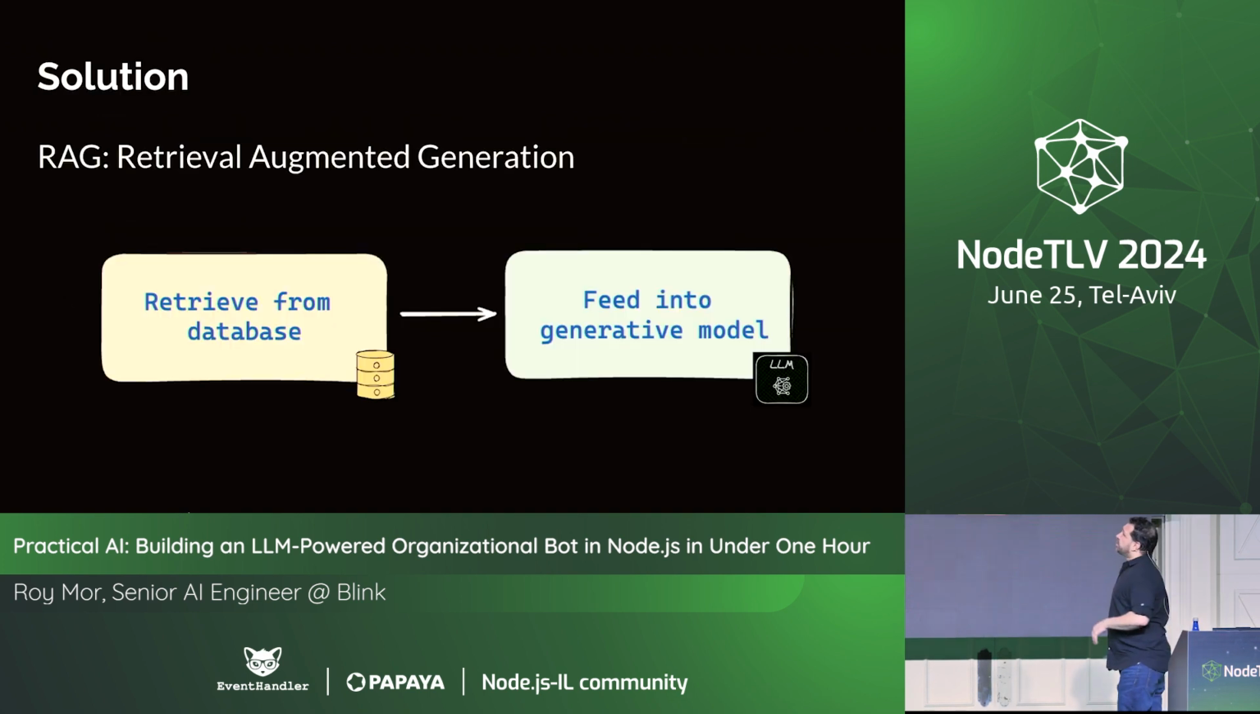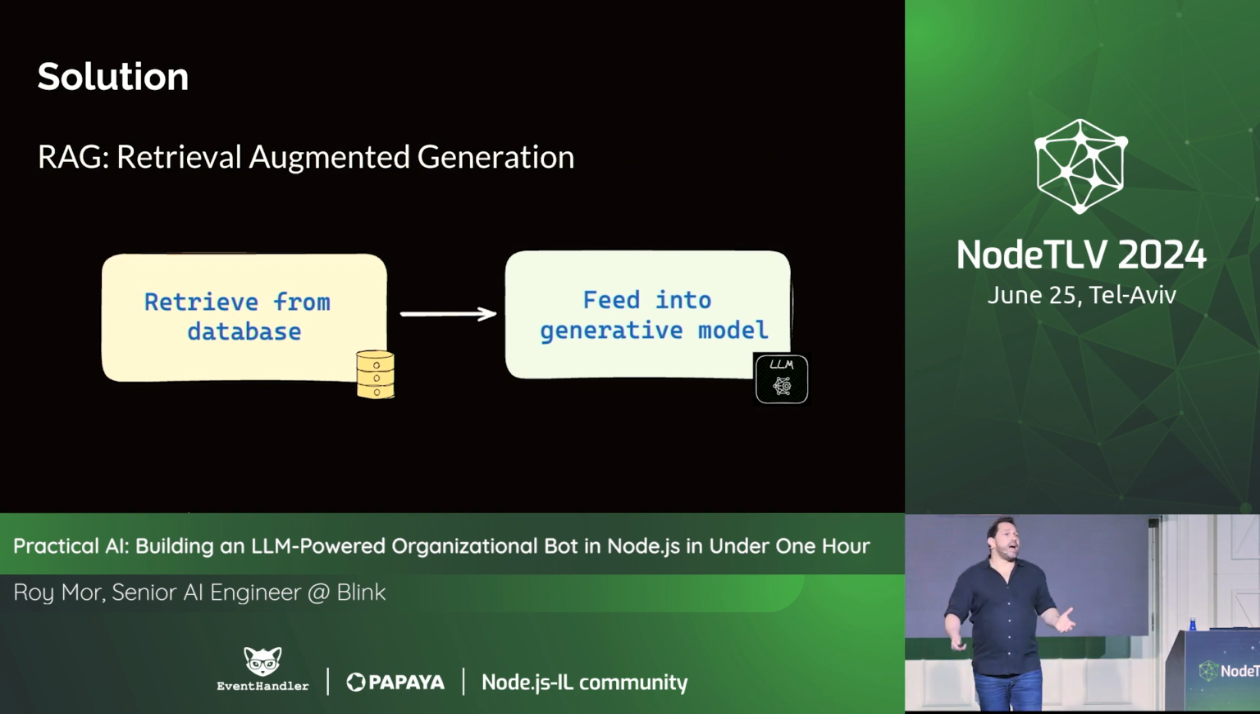And the solution is RAG, Retrieval Augmented Generation. Maybe you've heard this term that's hyped a lot lately. Generation is the act of the LLM generating a response. Retrieval is we retrieving the relevant context and feeding it into the LLM. Hence, the generation is augmented by the retrieval. Basically, RAG is just a fancy way of saying, put it in the prompt. But there's a bit more to it.